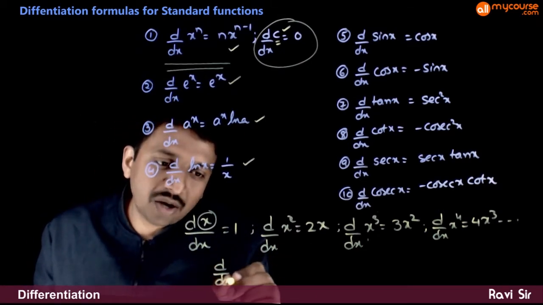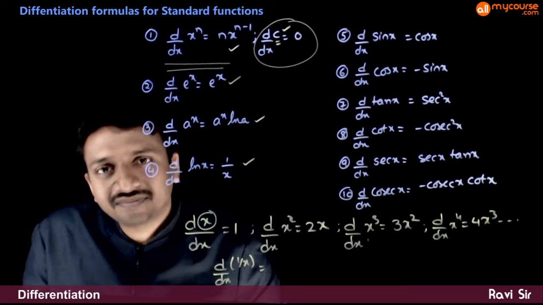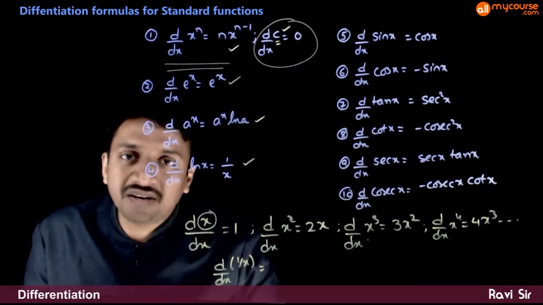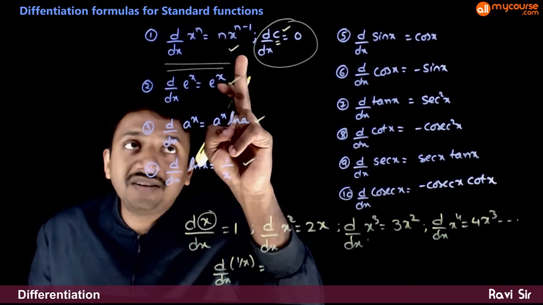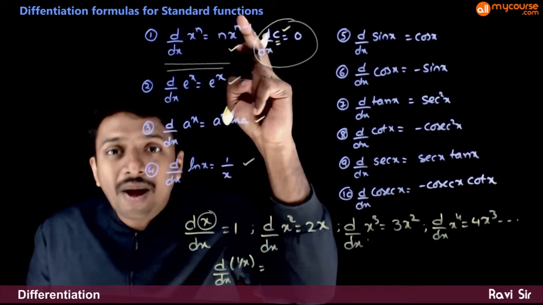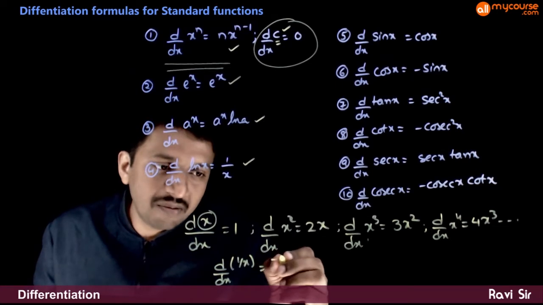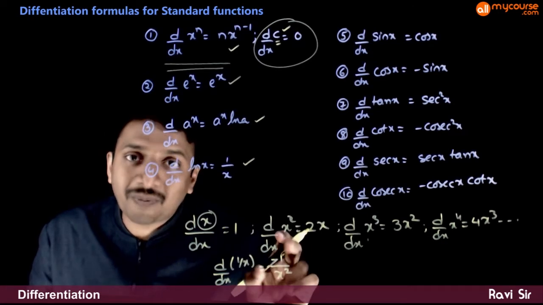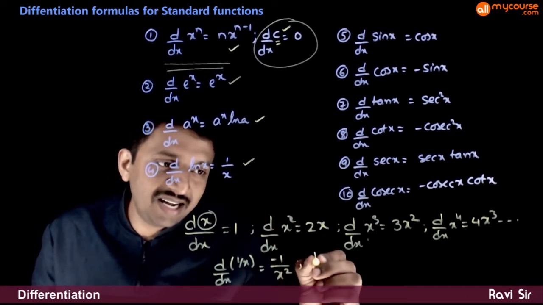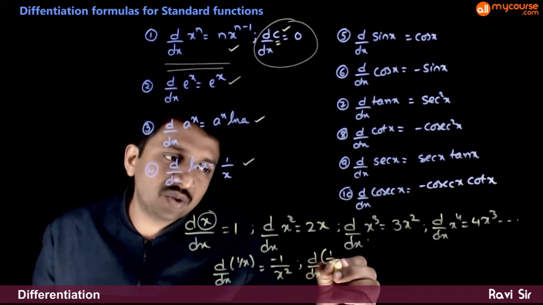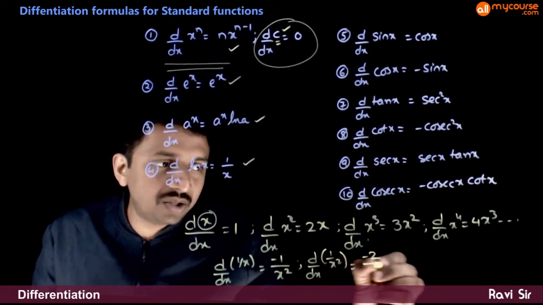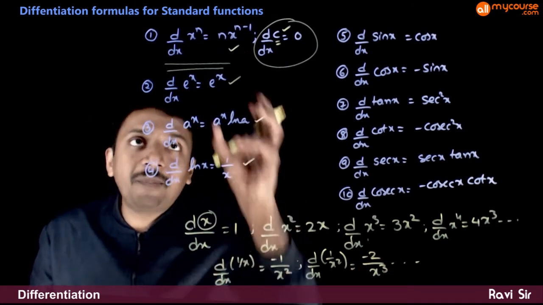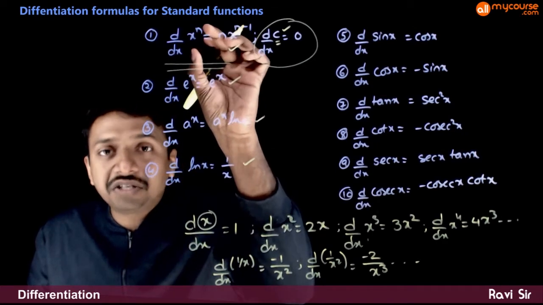Similarly, what is d by dx of 1 by x? Here also this formula can be used. 1 by x is nothing but x power minus 1. So for x power minus 1, what is the differentiation? Minus 1 into x power minus 1 minus 1 is minus 2. It is minus 1 by x square. So d by dx of 1 by x is minus 1 by x square. Similarly, d by dx of 1 by x square is equal to minus 2 by x cube, and so on. So this is how you apply the formula of differentiation for x power n.